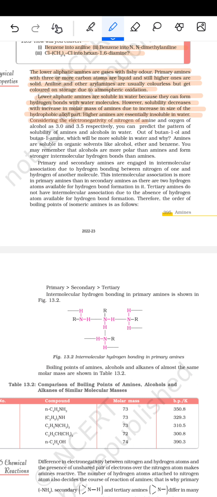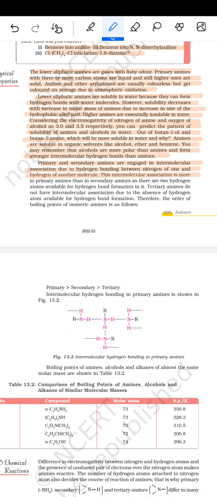Considering the electronegativity of the nitrogen of the amine and the oxygen of the alcohol as 3.0 and 3.5 respectively, you can predict the pattern of solubility of the amines and the alcohols in water. Out of butan-1-ol and butan-1-amine, which will be more soluble in water and why? Amines are soluble in organic solvents like alcohol, ether and benzene. You may remember that alcohols are more polar than the amines and form stronger intermolecular hydrogen bonds than the amines. Primary and secondary amines are engaged in intermolecular association due to the hydrogen bonding between the nitrogen of one and the hydrogen of another molecule.